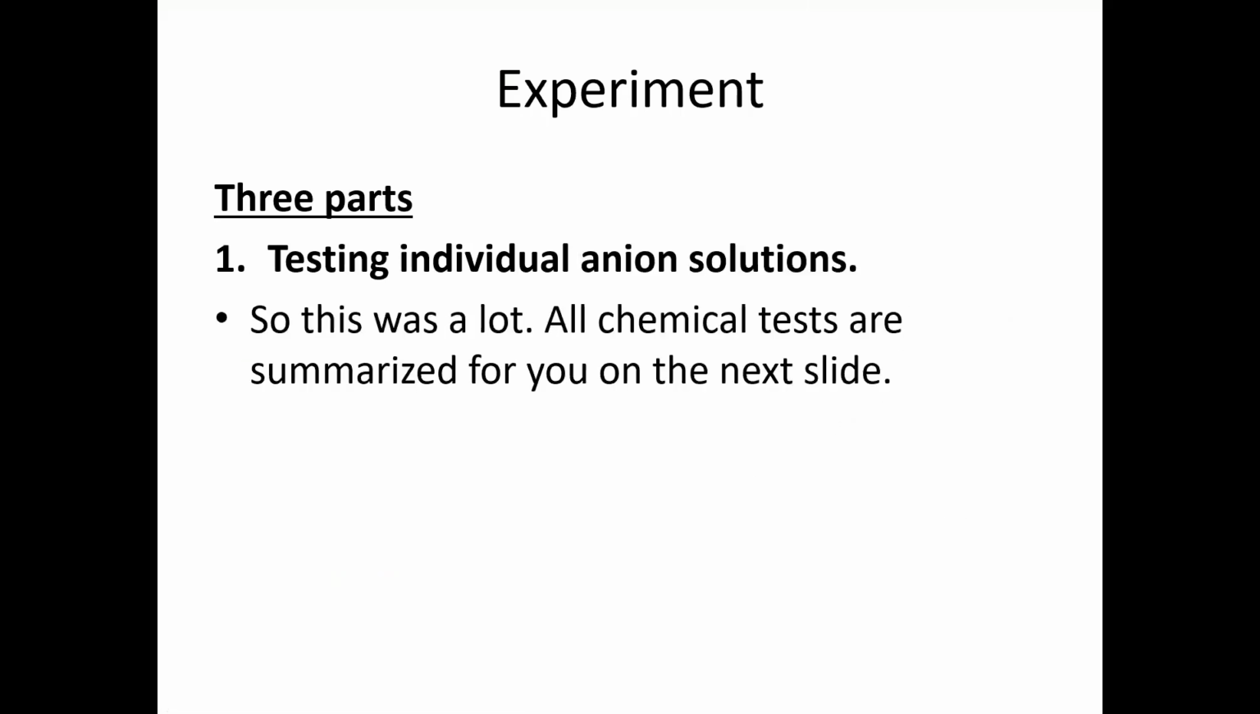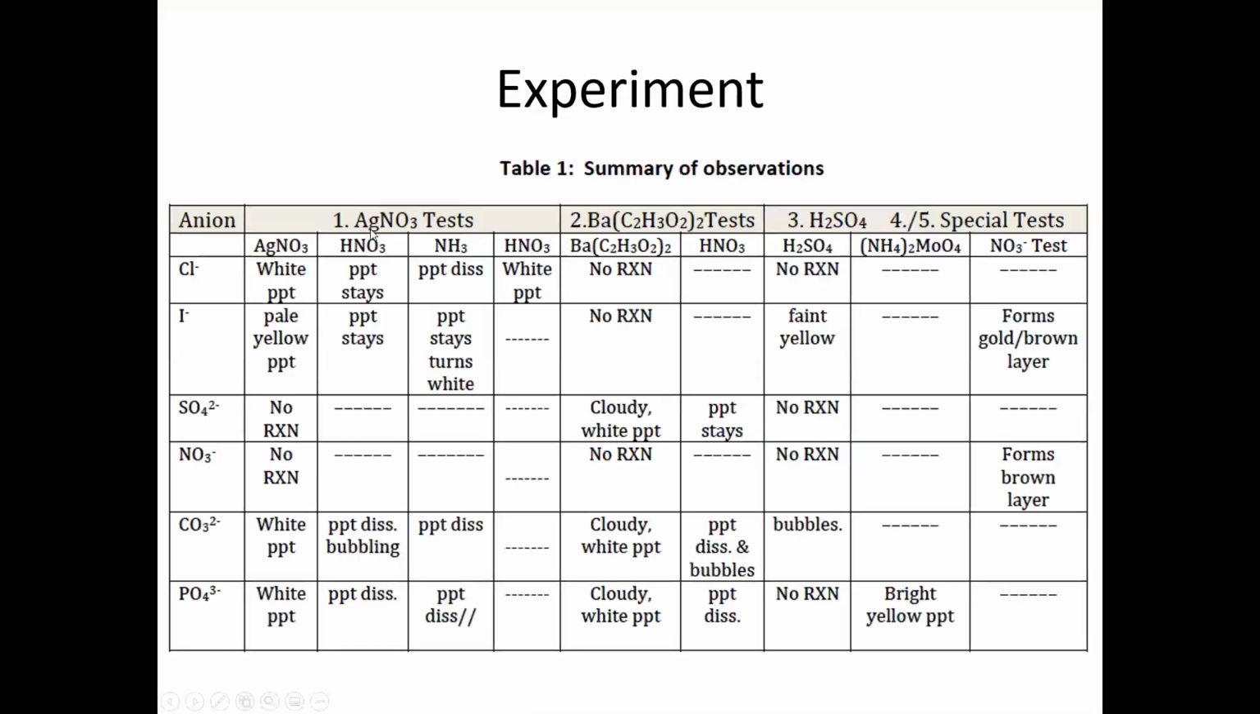All chemical tests are summarized on the next slide, also on the template that you will download. So we have 4 different tests. This is the silver nitrate and the barium test. And then the sulfuric acid is added. And then there's a special test, the molybdate test, and the nitrate test. All the observations are listed in that table.